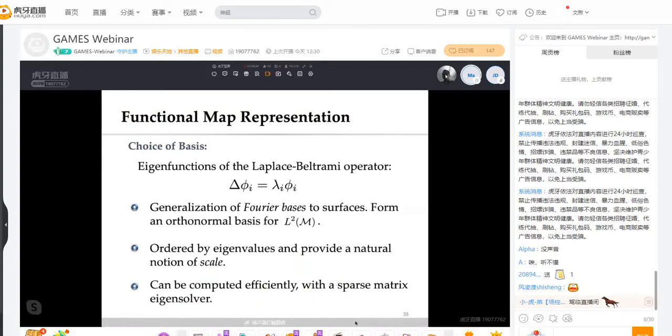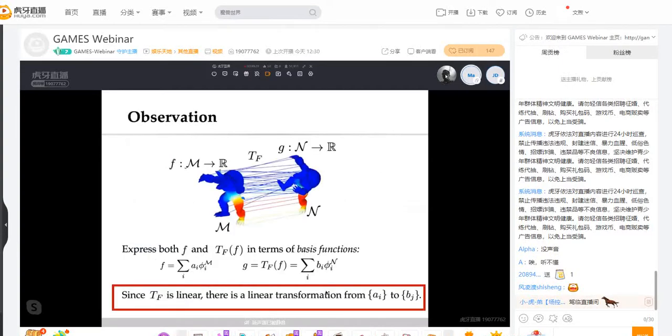What's nice is that these eigenfunctions form an orthonormal basis for the space of all square integrable functions, so any square integrable function can be written as a linear combination of these eigenfunctions of the Laplace-Beltrami operator. Also, what's important for us is that they can be computed efficiently in practice. For example, you can use a discrete sparse matrix eigensolver to compute these lambda_i's and phi_i's. If you're interested, there's some basic code on our course website where you can try it out.